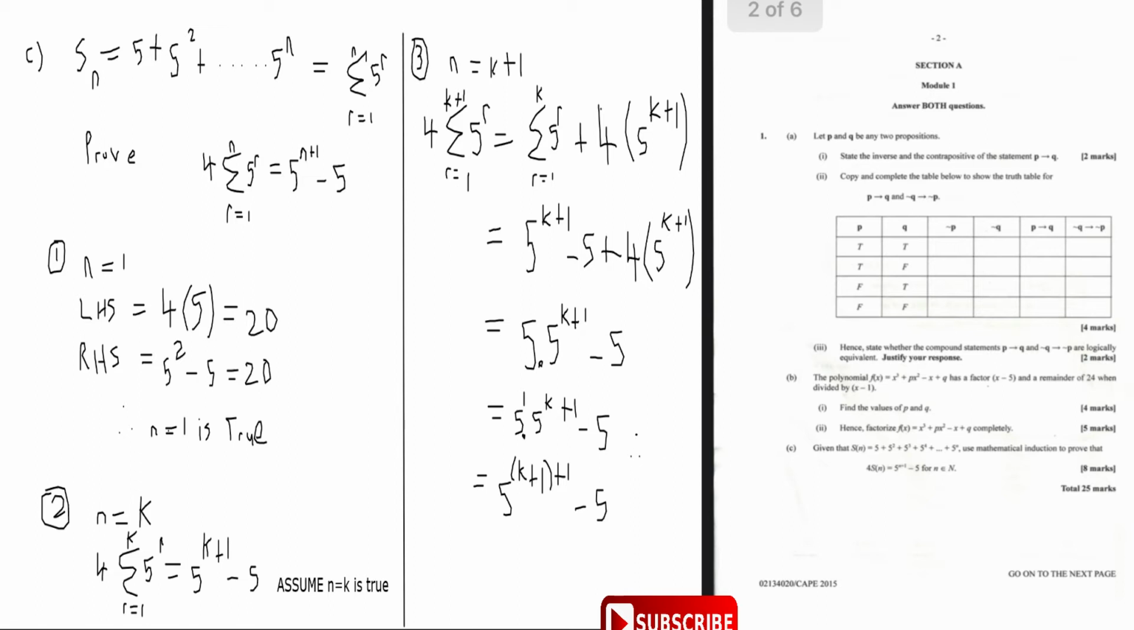So we can write our conclusion now. Therefore, n equal to k plus 1 is true if n equal k is true. Nice and easy. So what do you finally conclude? Finally, you can conclude that hence, by principles of mathematical induction, the statement above is true for all natural numbers.